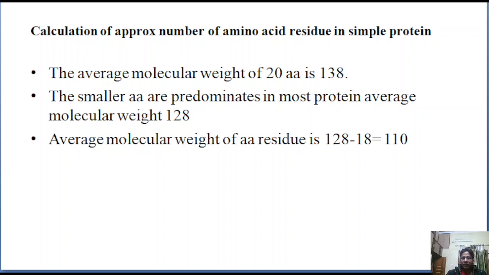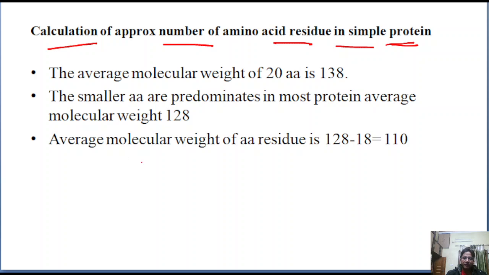Now we have discussed that amino acids are called a residue. We use the term residue after the removal of the water molecule, because this water molecule is removed during peptide bond formation. So how can we calculate the approximate number of amino acid residues in a simple protein? By simple protein, we mean there are no chemical modifications to the protein.